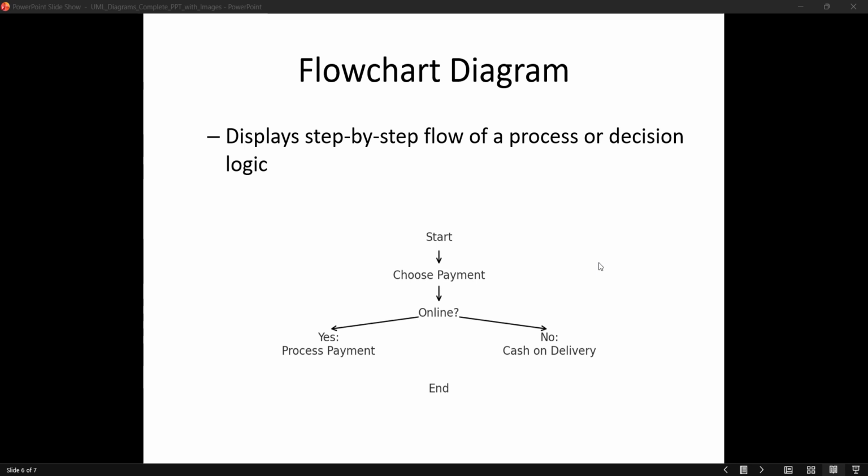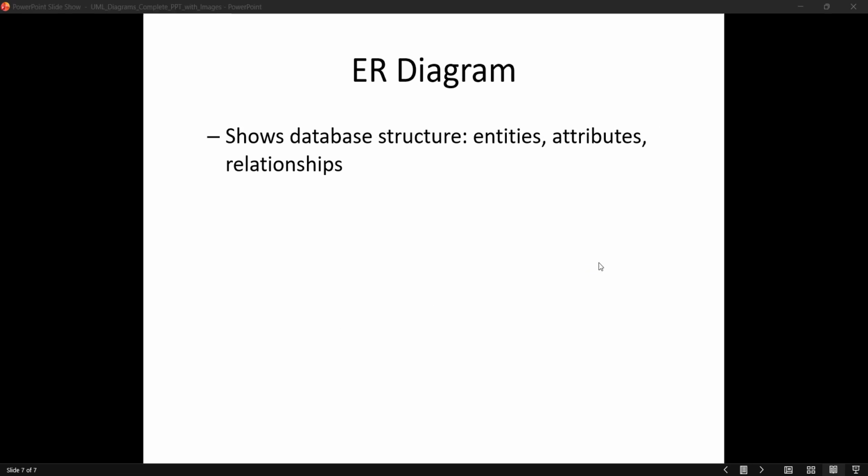The flowchart diagram shows the step-by-step flow of a process. It uses simple symbols like ovals for start and end, rectangles for actions, and diamonds for decisions. Flowcharts are extremely useful for explaining system logic, business decisions, algorithm design, error handling, and test cases. They are easy to follow and help everyone understand how a specific decision or action leads to the next steps.